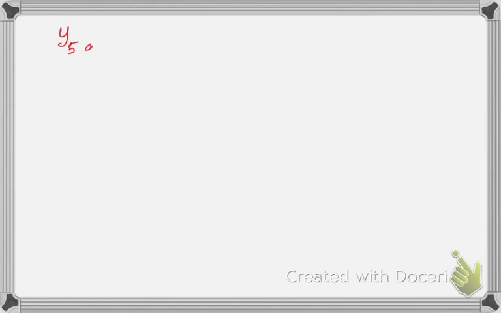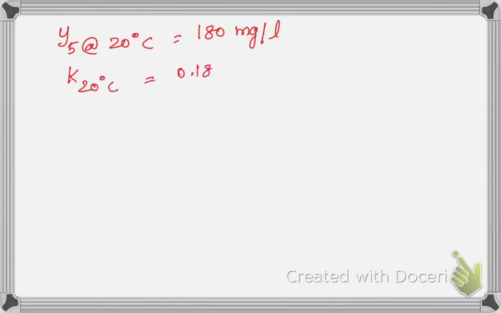So this is the problem they have given, which means they have given Y5, that is the 5-day BOD at 20 degrees Celsius, as 180 milligram per liter. And they have given our K at 20 degrees Celsius as 0.18 per day. And they have asked us to determine Y2.5, that is the BOD at 2.5 days at the temperature T.